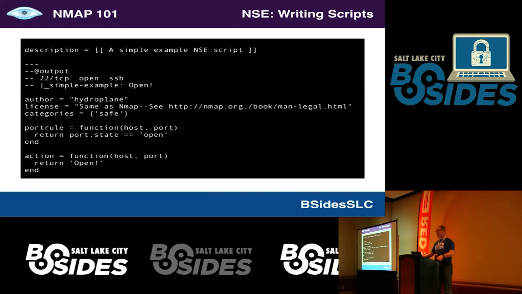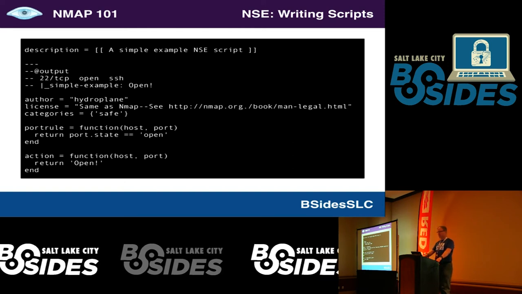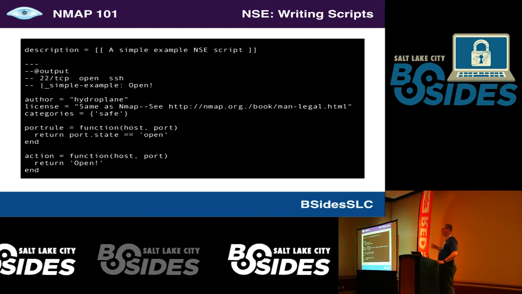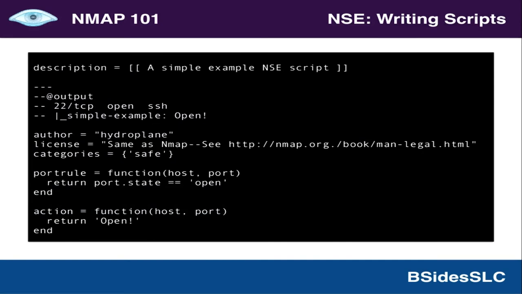So here is an example of the simplest Nmap script I could write. At the top, up to the line that says categories, that's the header. It's a lot of metadata, some information about the script. The rule part is the portrule to the end. And all it does is, hey, if this port state looks like it's open, now I'm going to perform the action. If the port doesn't pass the portrule, it doesn't perform the action.